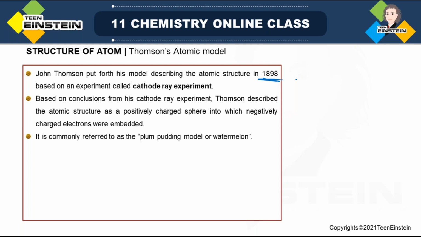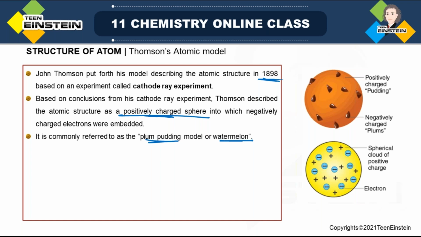But as a whole, he described the atomic structure as a positively charged sphere. You can consider it as a homogeneous positively charged sphere, into which the negatively charged electrons are embedded. Now you can find some similarity. If we want to know this model properly, just compare it with a watermelon, or you can compare it with a plum pudding. Now why are we giving these examples?